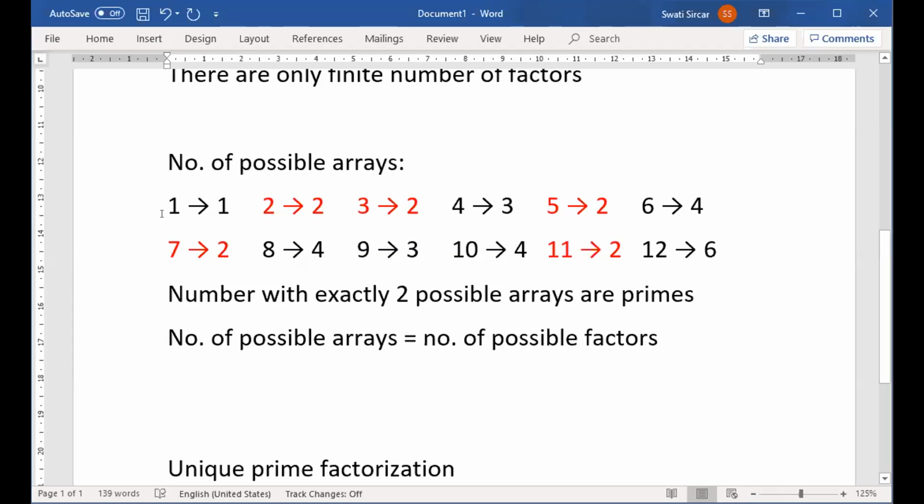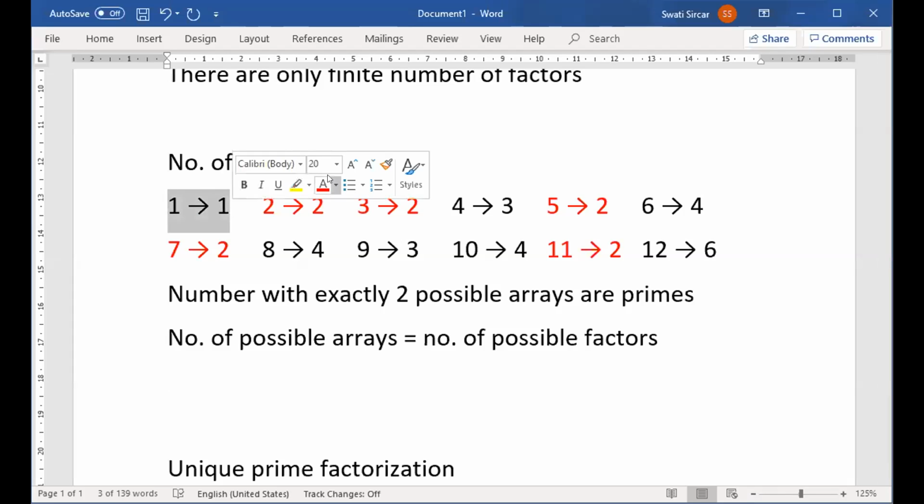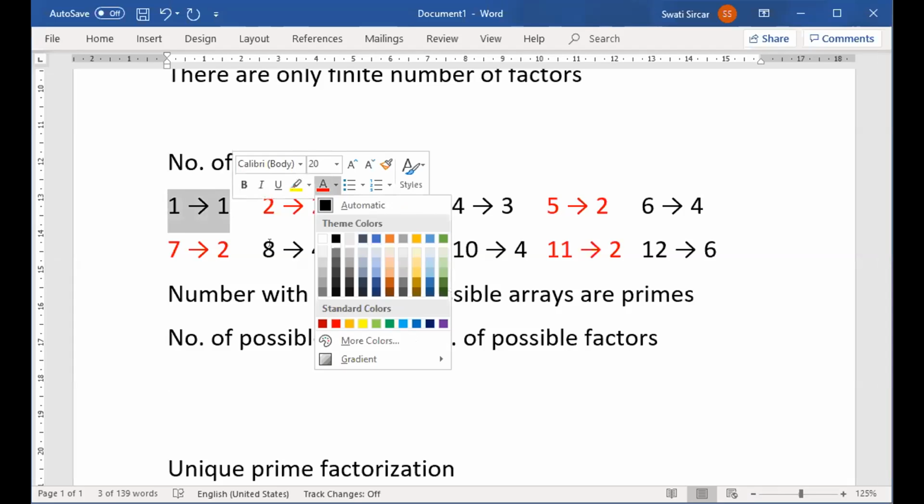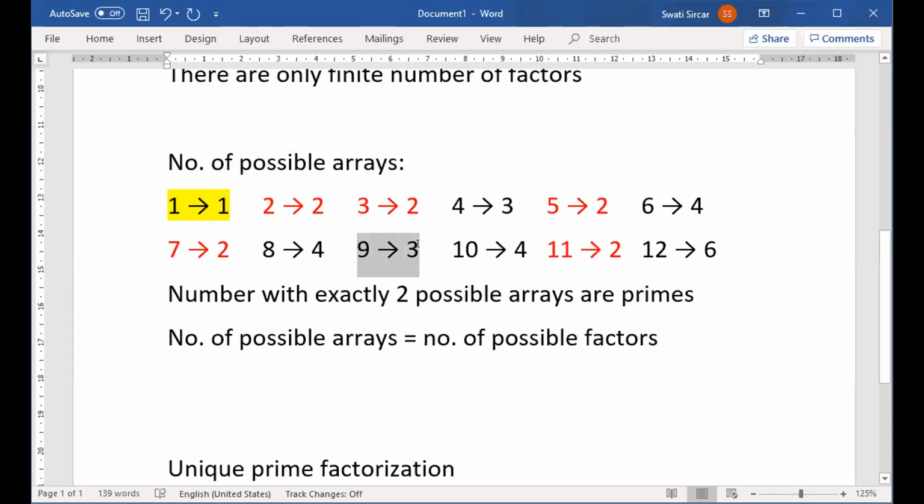Look at the numbers which have an odd number of arrays. And you may want to continue this for a little bit longer. So the numbers are the squares, exactly. Now why is that?